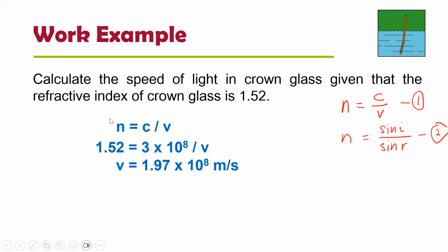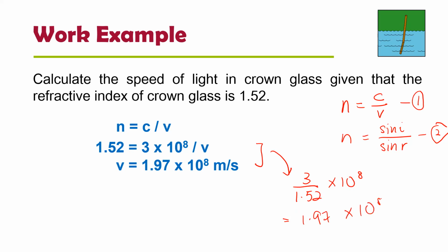Then I will sub in my numbers. So the refractive index is 1.52. You should know C is always speed of light in vacuum, 3 times 10 to the power 8, over V. V is the speed of light in that crown glass, the medium. So I need to solve for V. V will be equals to 3 times 10 to the power 8 divided by 1.52. If you are smart enough, you will just take 3 divided by 1.52 because I will keep my times 10 to the power 8 behind. I will not sub in my times 10 to the power 8. I'll get 1.97, and then I'll bring down my times 10 to the power 8.